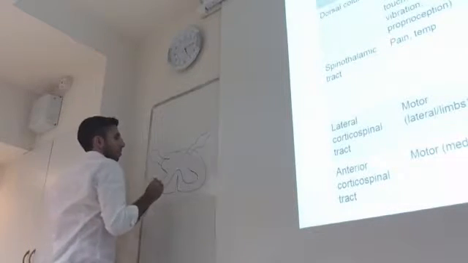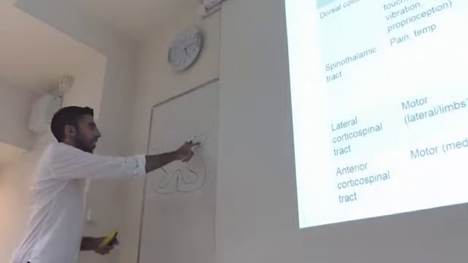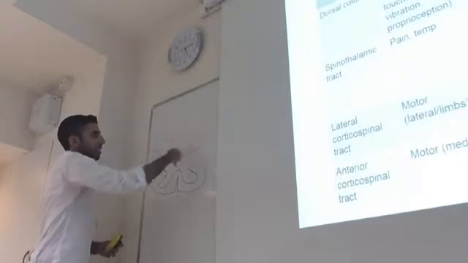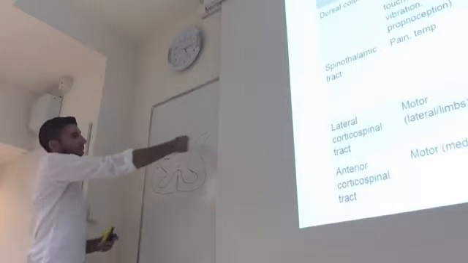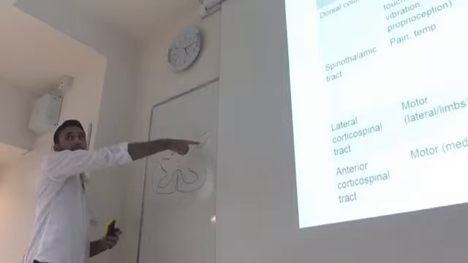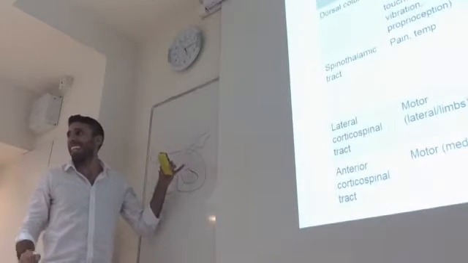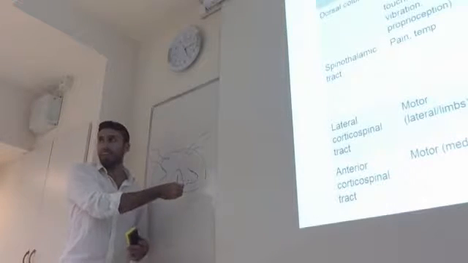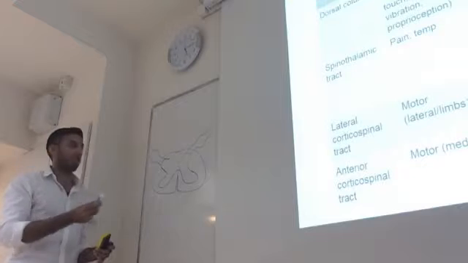Okay, really fast. What's this? Okay, and then which one is this and which one is this? And then what senses come through here? What comes through here? Sensory. What comes out through here? Okay. So where is the anterior white commissure?